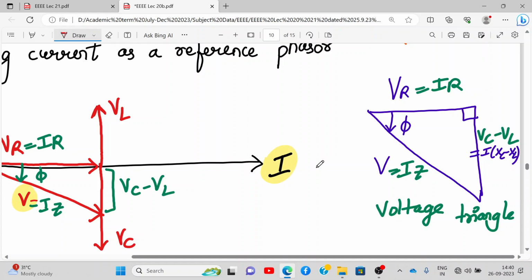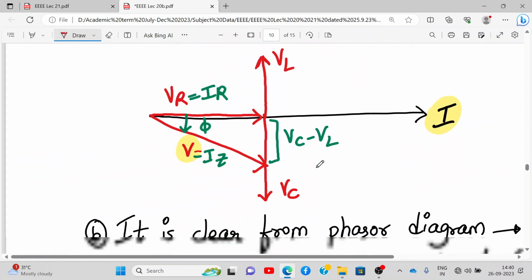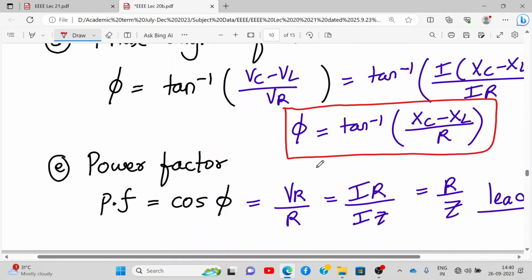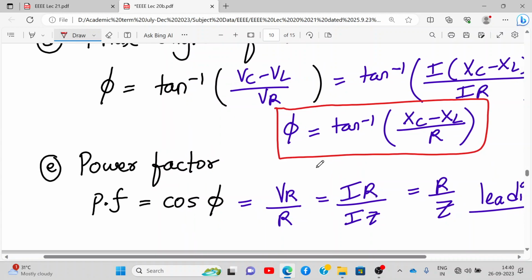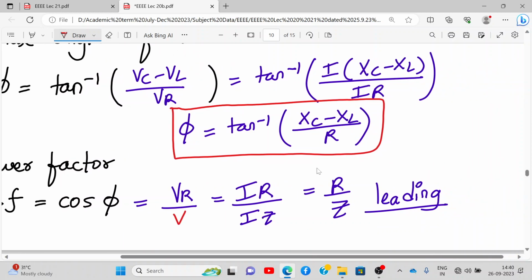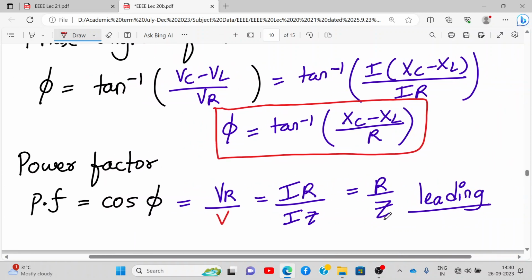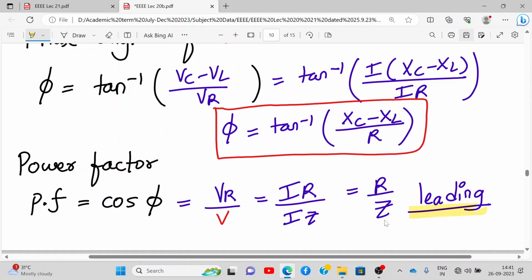What will be cos phi over here? VR upon V from the diagram. So cos phi will be VR upon V, and it is R by Z, and this time it is leading. Remember in the last case we have written lagging, right? So it is exactly on similar lines we are dealing with the case XC greater than XL. All these things you should know.